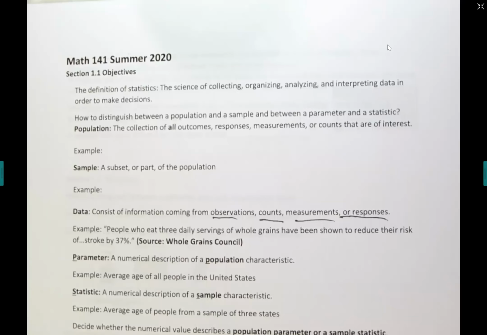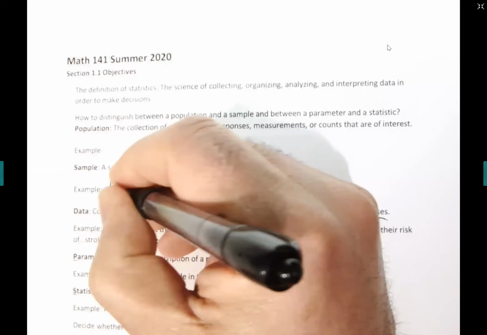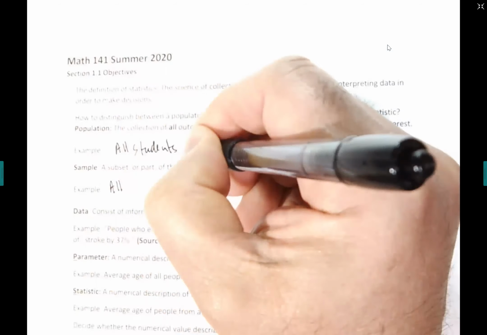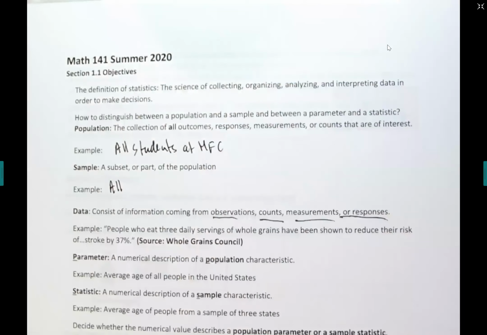And I'm gonna write this as an example. All students, oops, sorry, right here, at HFCC. So the population includes everybody. Now I want one of you to give me an example of a sample. By definition, the sample is a part of the population. So can you guys give me an example of a sample from the population that I cited above, which is all students at Henry Ford College? What would be a sample? What about those who are taking this class, Math 141?